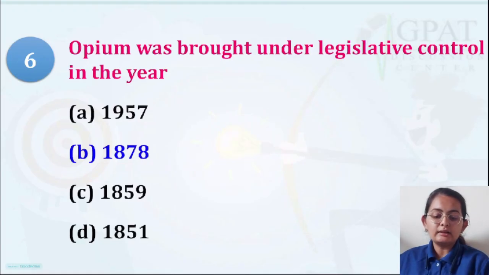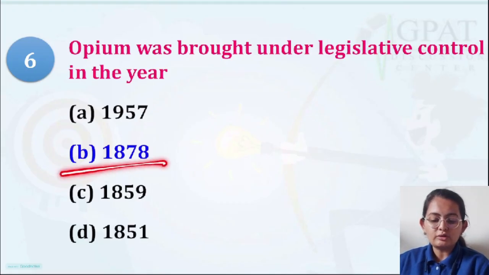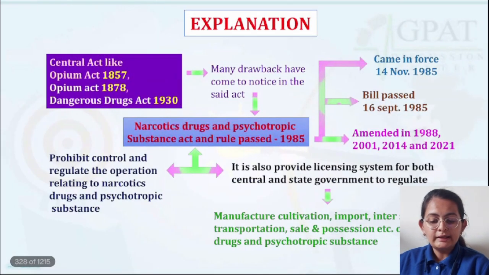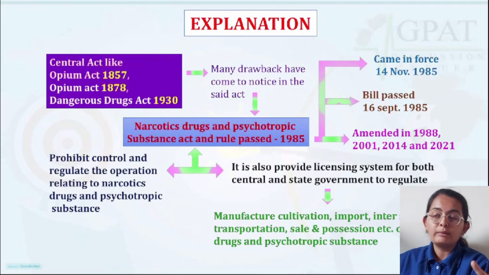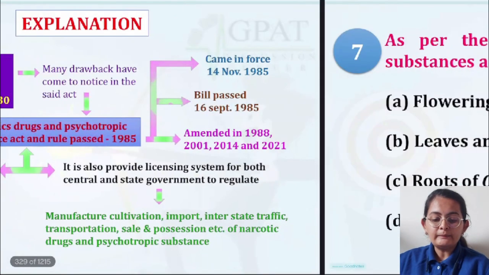In that case, the question would come further also. If both of them are given, then you will also get the option of both A and B. So don't worry about it. Option B will be our correct answer. You can see there were two Opium Acts. The first was in 1857, the very first one to bring opium under coverage, and then the next is 1878. So do remember this particular thing.